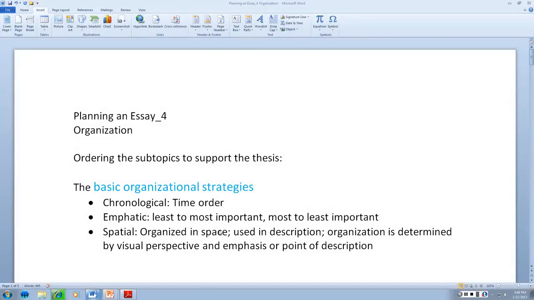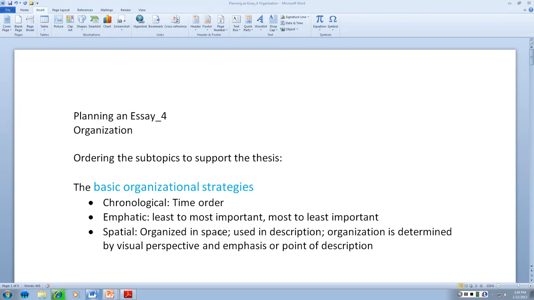Once we have developed a thesis statement, we have a general idea about how we want to organize the points in the essay. That is, how we're going to organize the paragraphs in the body. The basic organizational strategies are chronological, that is, as things occur in time, emphatic, which is emphasis from least to most important or from most to least important.